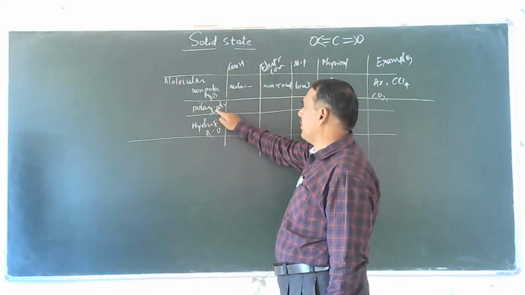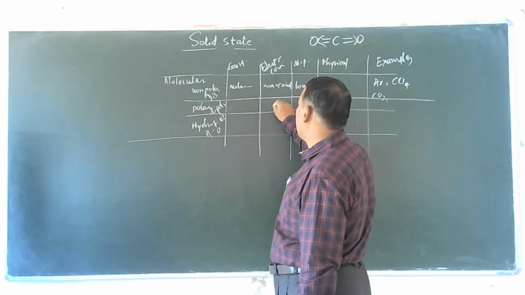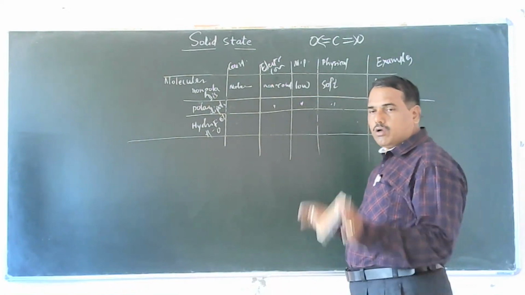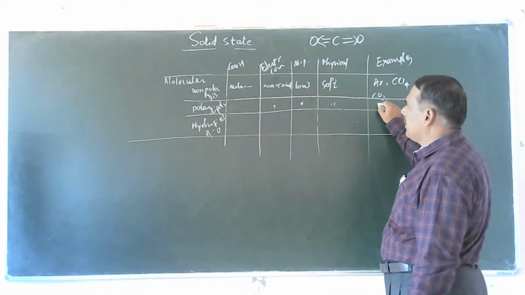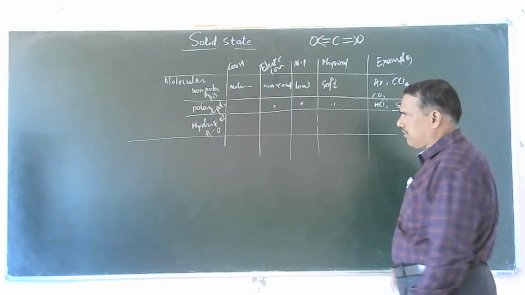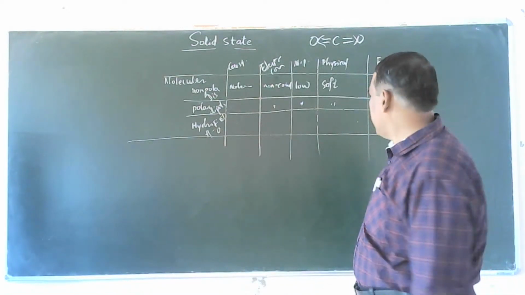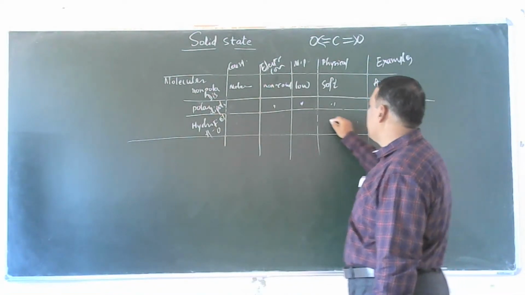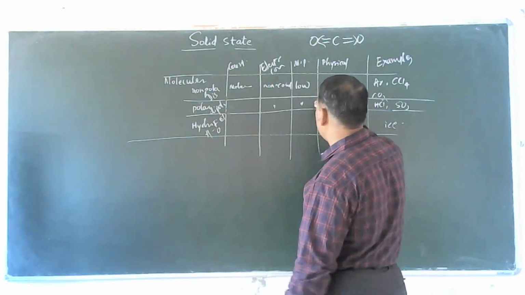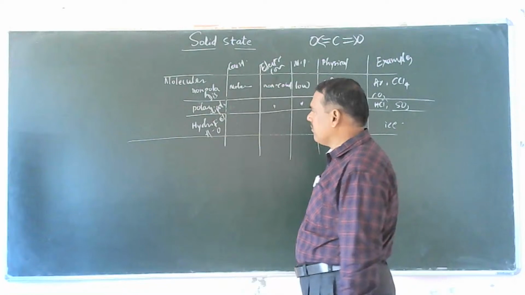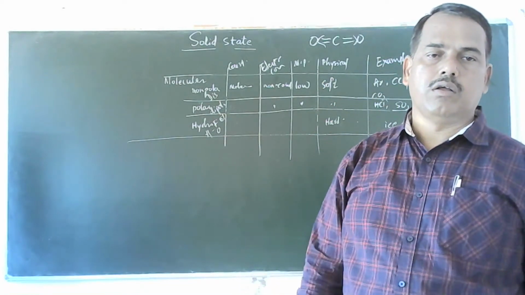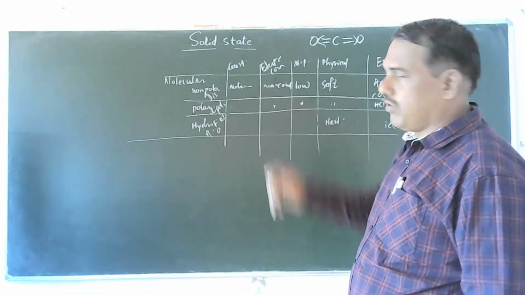In polar molecular solid, again, they are non-conductors, with very low melting point. Physical state, they are also very soft. Examples are HCl molecule and sulfur dioxide, etc. Are you clear? For hydrogen-bonded molecules, the example is ice. So it is a little bit hard, not so hard, a little bit harder than other solids. See, ice is not stable at room temperature. Okay. So that is about molecular solid.